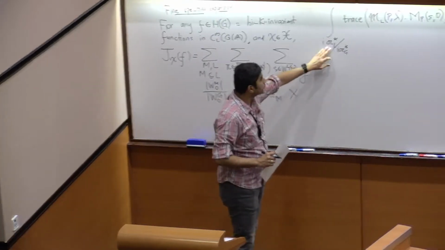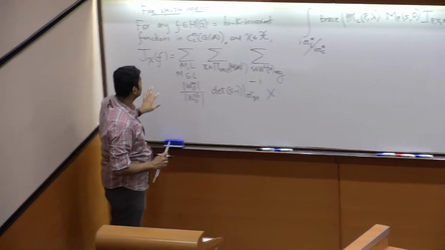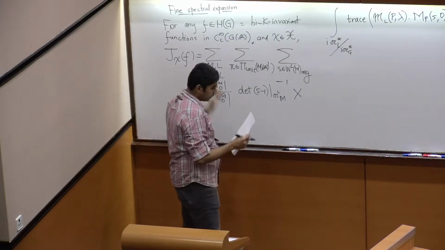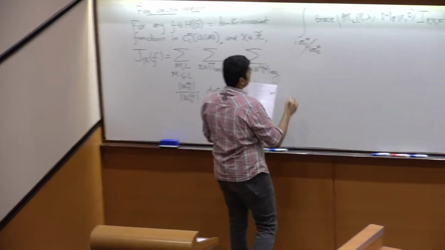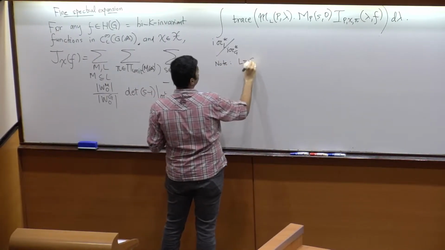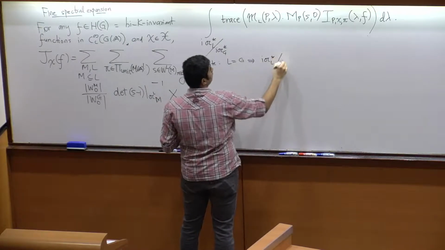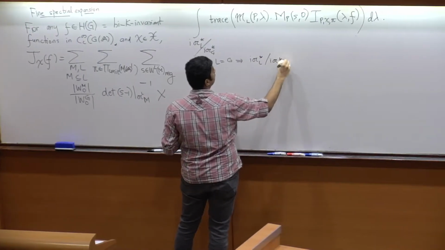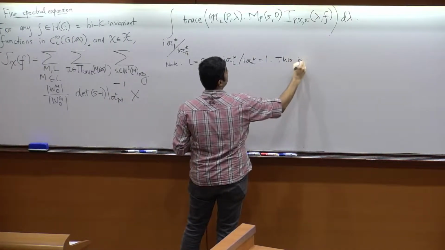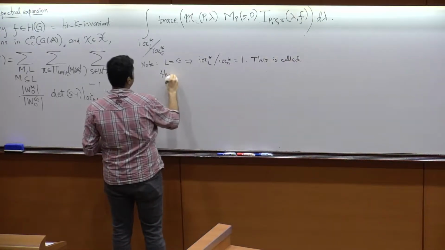When L equal to G, this integral disappears, and in that case Arthur calls this the discrete part of the trace formula when you sum over all chi's. So note L equal to G implies i A L star over i A G star is trivial. So this is called the discrete part of the trace formula.